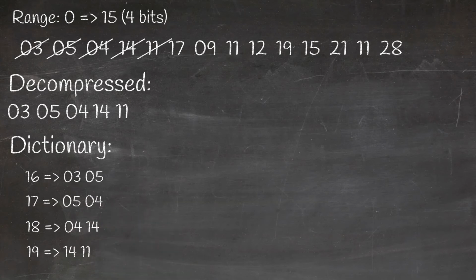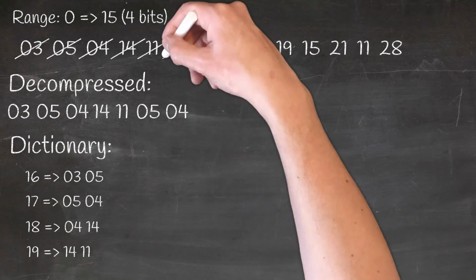And then we get to 17. And since we know that our range is from 0 to 15, 17 seems to be an index. Okay, we go to the dictionary. We do have an entry that's actually under 17. So we'll output this entire pattern, which is 5, 4.